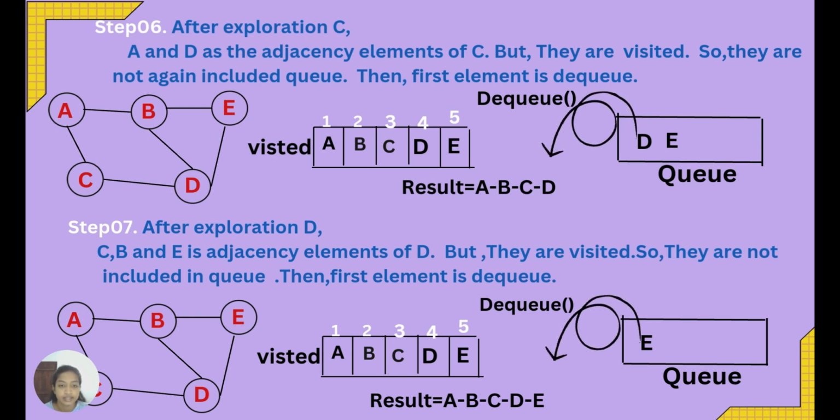After exploring D, C, B and E are adjacency elements of D, but they are visited, so they are not included in the queue. Then the first element is dequeued. Visited array is A, B, C, D, E. Result is A, B, C, D, E.